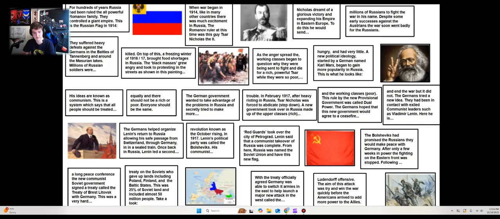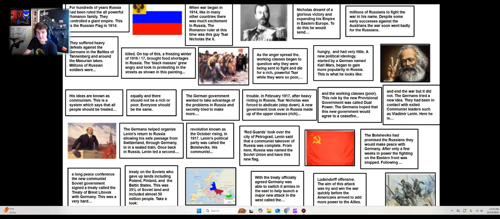From here, Russia was later named the Soviet Union, or the USSR, established by 1922. This is what their flag looks like here, red with the yellow hammer and sickle, and a star on the top.